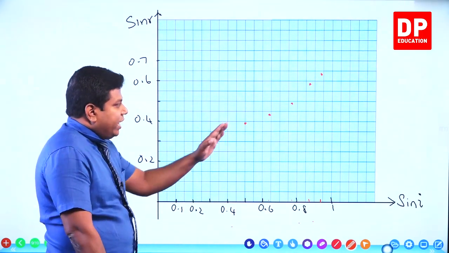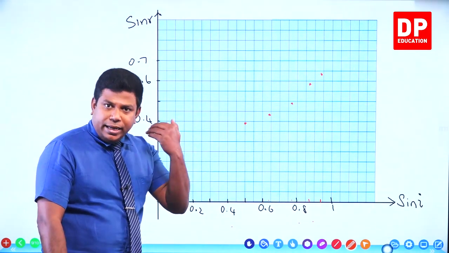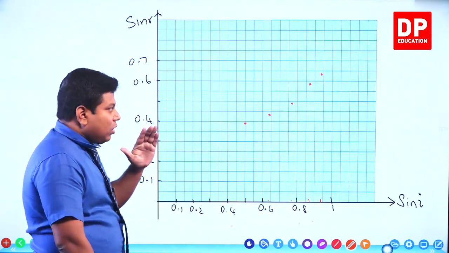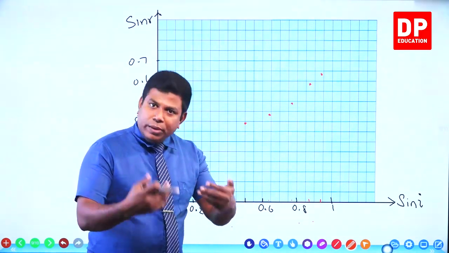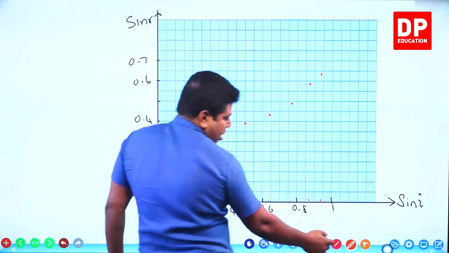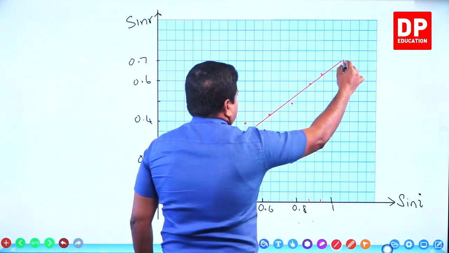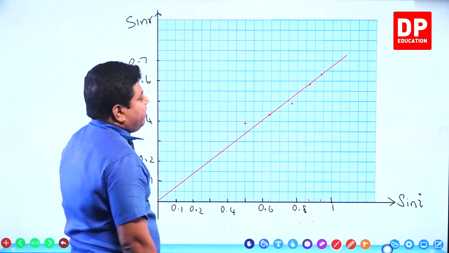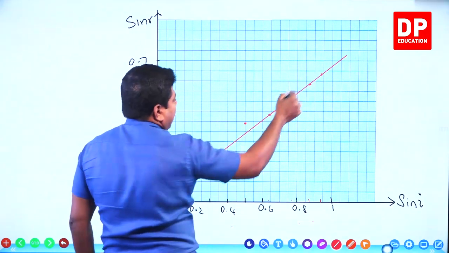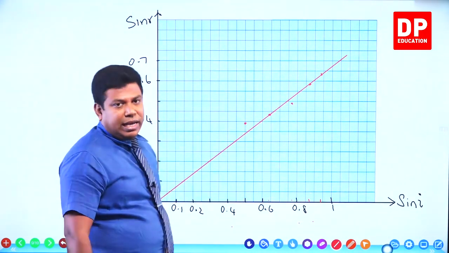I have to draw a line of best fit with all these points. As I told you already in the theory, you will not be able to connect all the points with a straight line because in the readings there can be error. So, we will draw the line of best fit, because we know it has to go through the origin. A line like this would be the line of best fit. Can you see? 3 points lie on the line. 2 points deviate a little bit from the line.